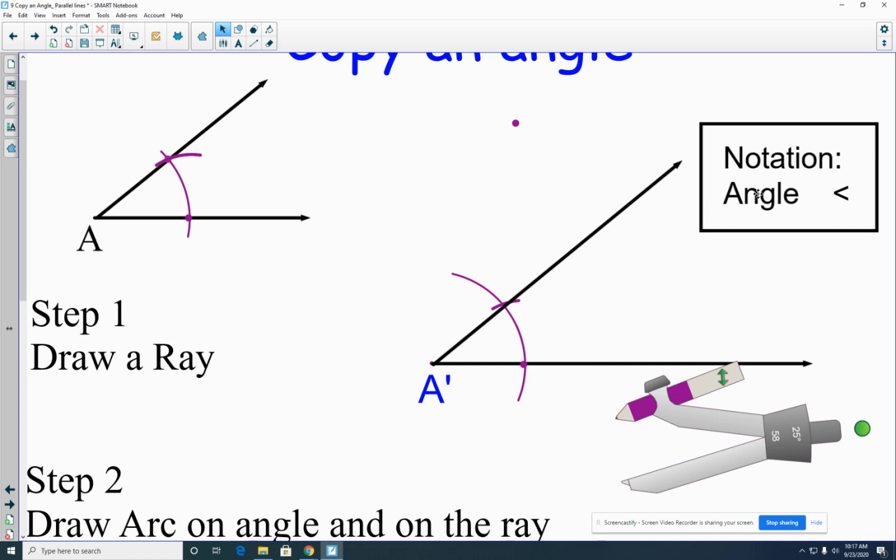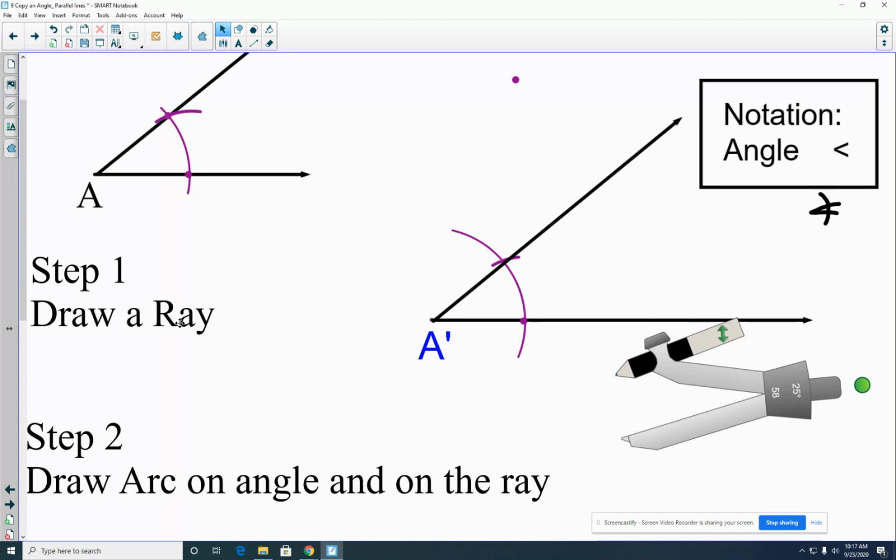One thing is that instead of actually writing out angles, sometimes you'll see this less than symbol. I know sometimes I do it like this, like a little arc through it. Those both mean angles. Okay, so that's a symbol notation.